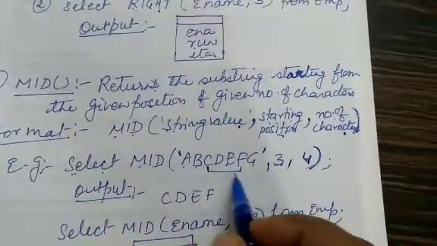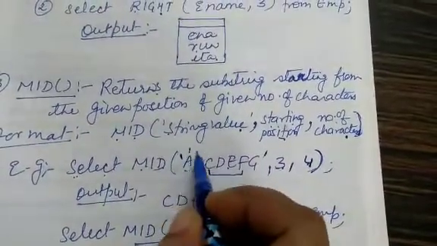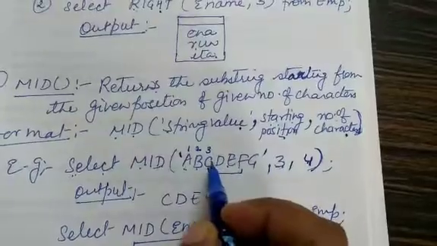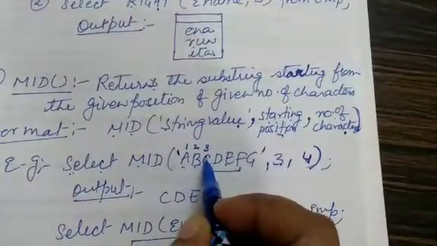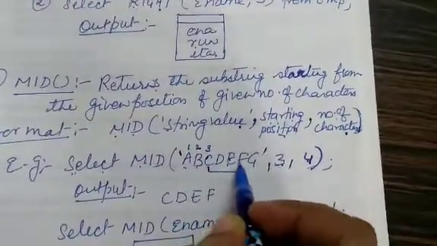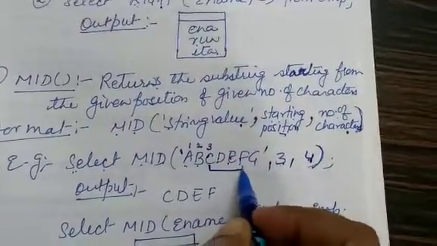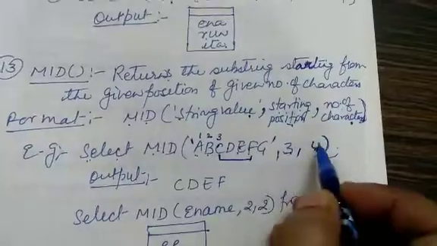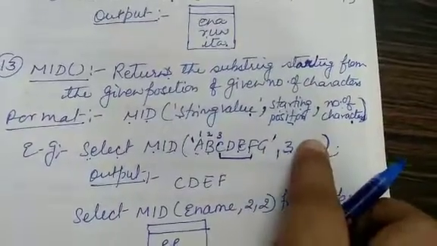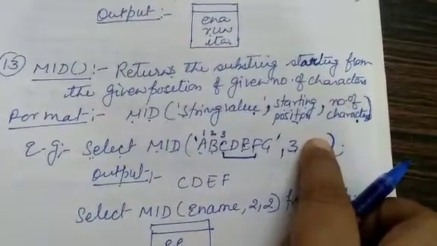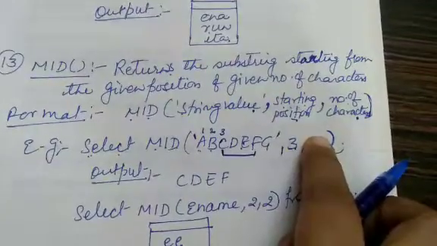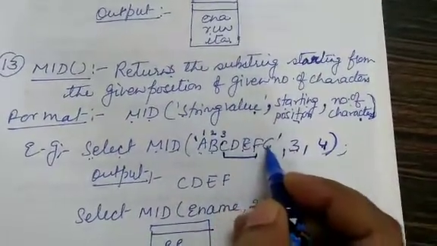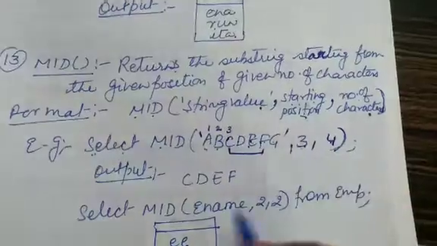So if you write 3, 4, this is 1, 2, 3, third position. From the third position, 4 characters: 1, 2, 3, 4. So these 4 characters will be displayed in the output. And if you don't write this 4, suppose you write only 3, then the output will be from the third character till the last character, that is C, D, E, F, G, the whole remaining string.